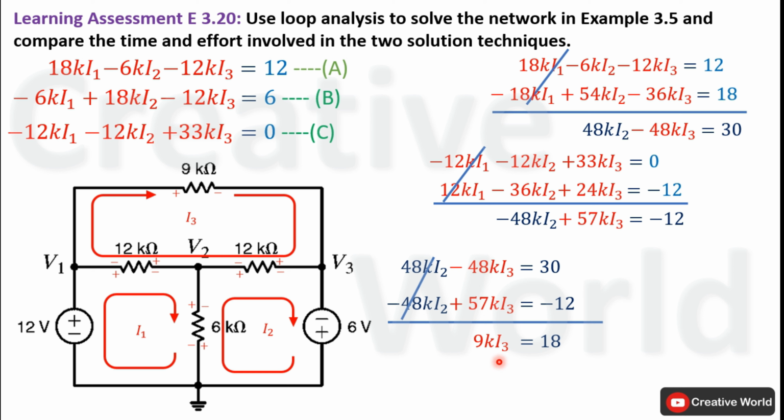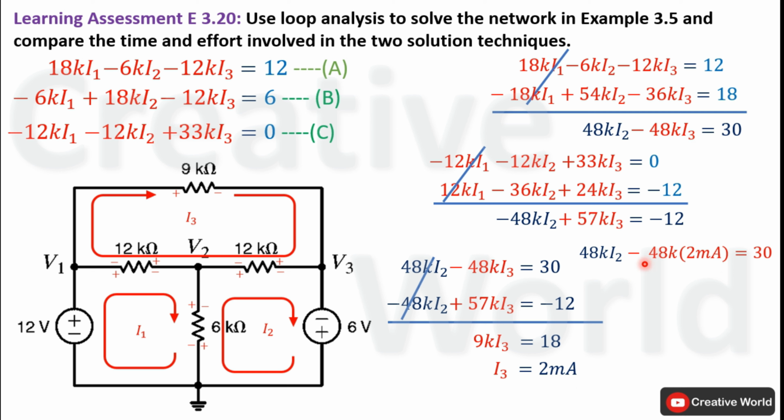Now in order to calculate the value of variable I3, divide on both sides with 9k. Current I3 will become 2 milliampere. After calculating the value of current I3, we are able to calculate the value of current I2 by replacing this I3 with its value. I3 is replaced with 2 milliampere.